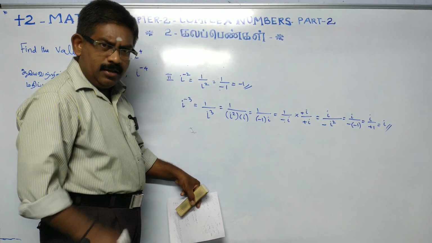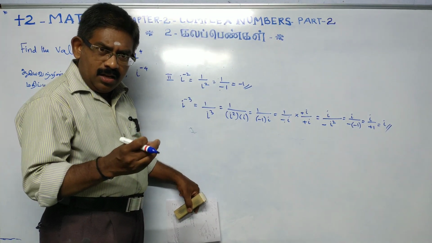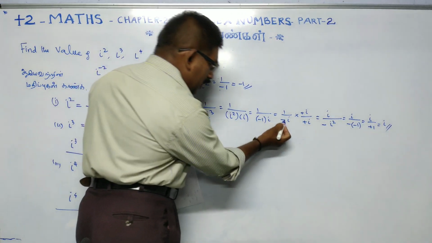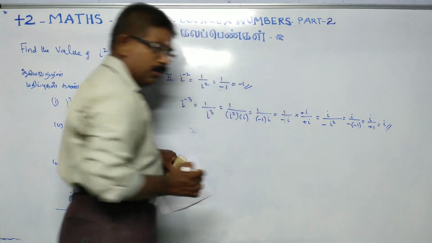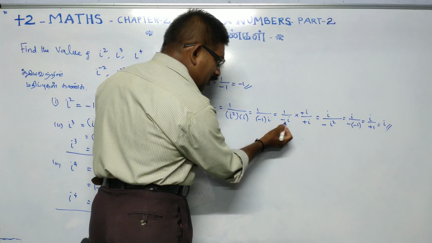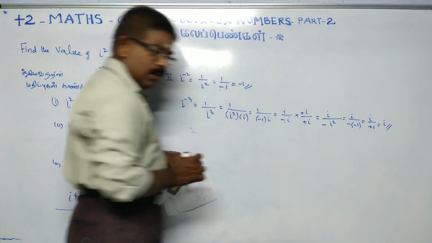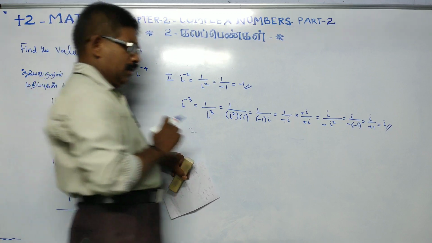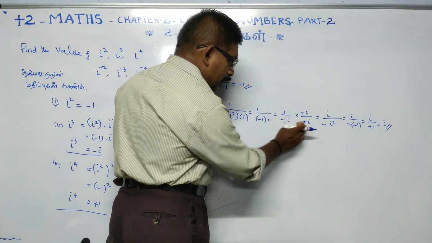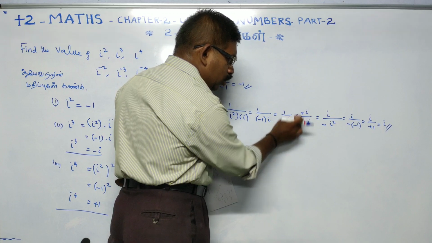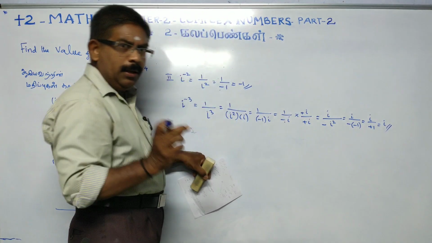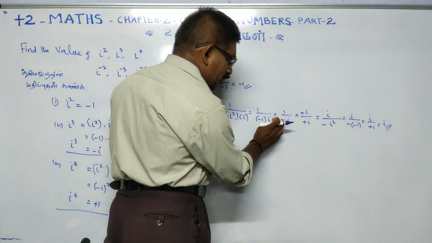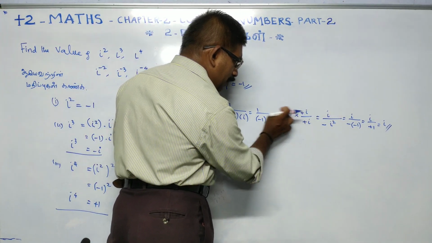When the denominator term is imaginary, we should multiply both numerator and denominator by its conjugate. Here minus i comes, so we multiply by plus i. That is the way of removing the imaginary term in the denominator. We multiply by its conjugate, plus i by plus i, on both numerator and denominator.